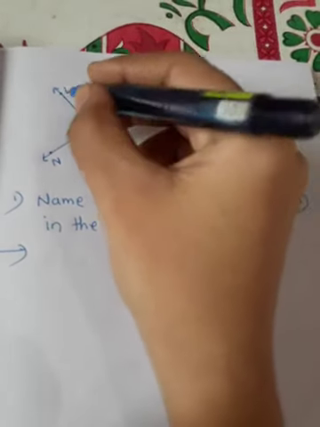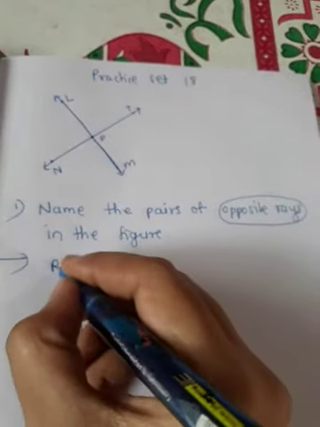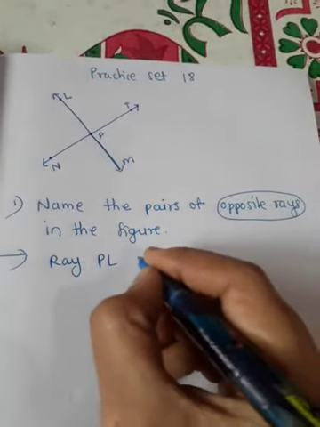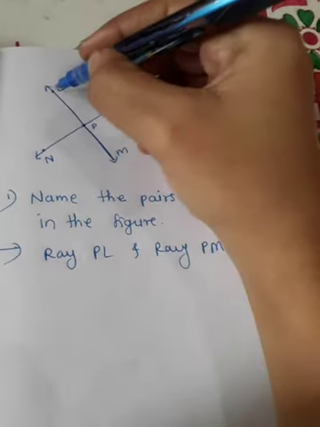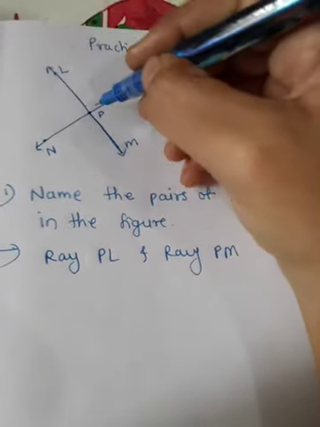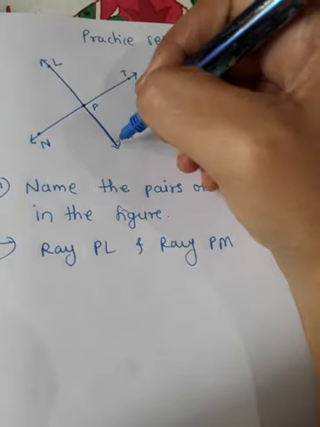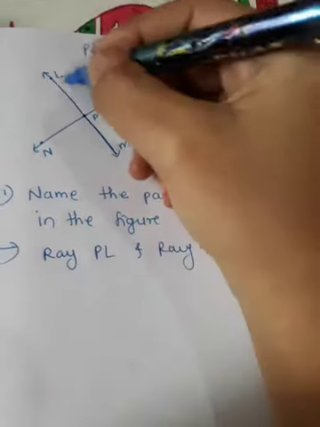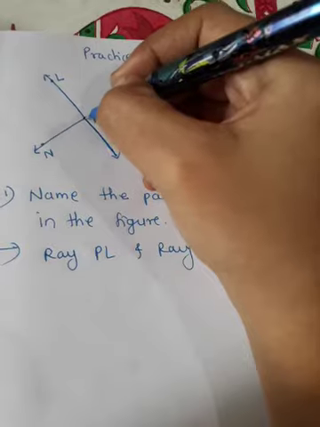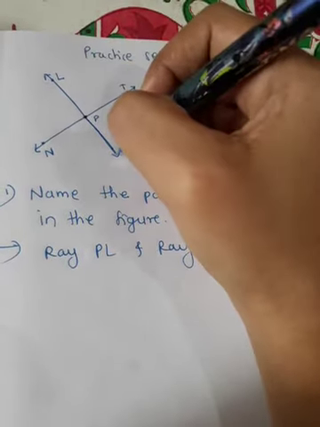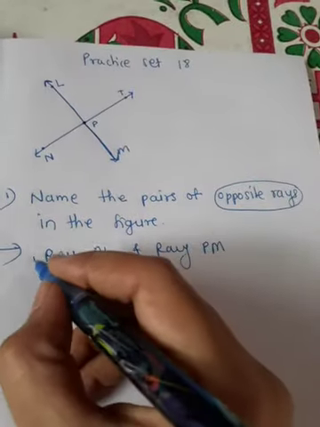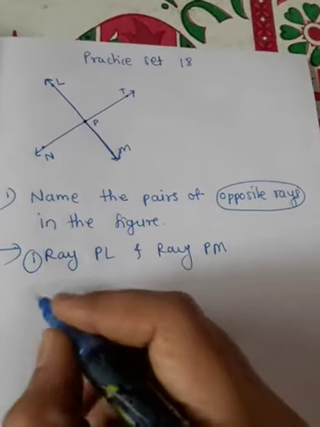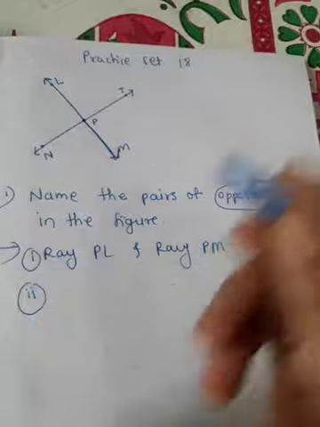So see what the pairs of opposite rays are. If we take PL and PM, ray PL and ray PM are in one line. Ray PL and PM have common origin P, they form a straight line also, and they are in opposite directions. That's why the first pair is ray PL and ray PM. Now see the second pair.